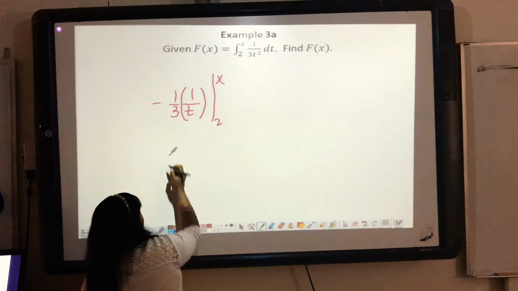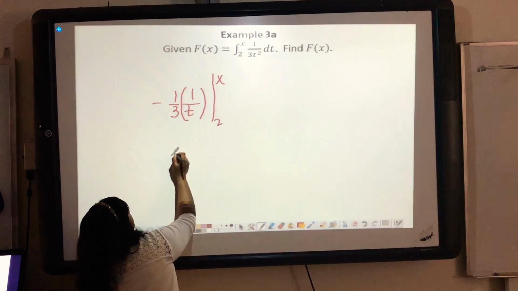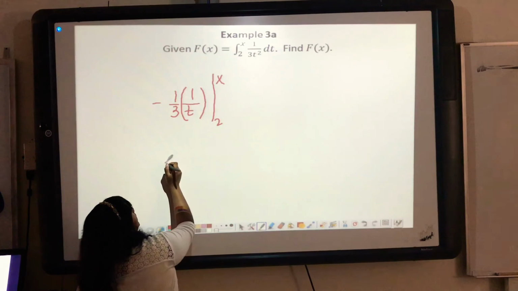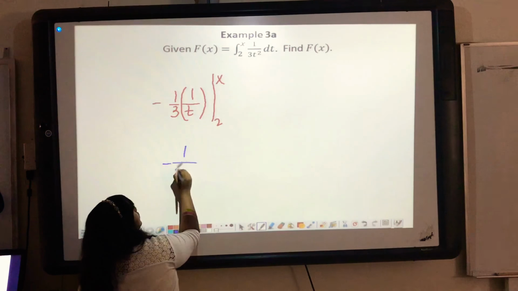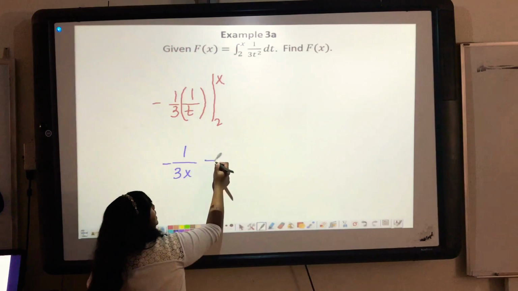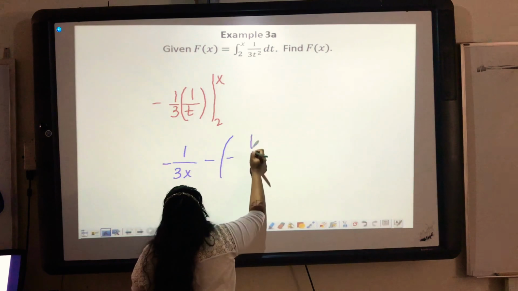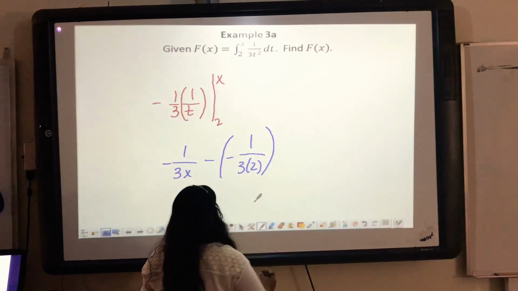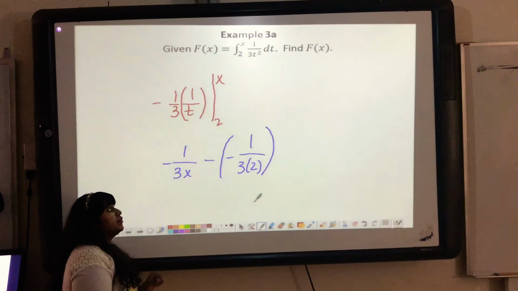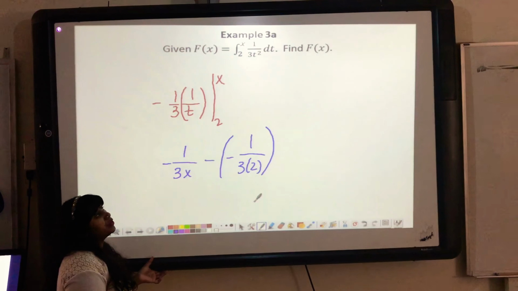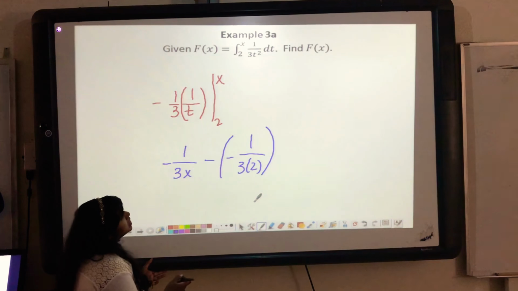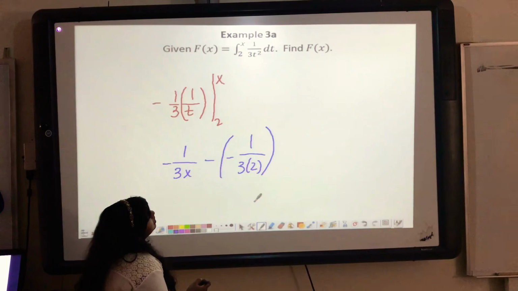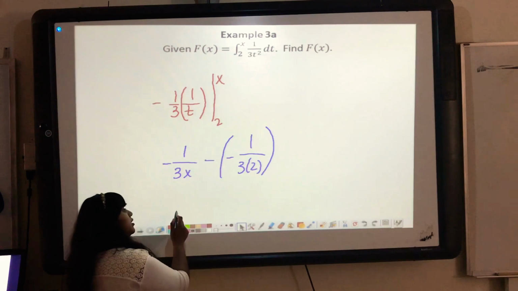So then I'm going to plug in my f of b, so negative 1 over 3x minus negative 1 over 3 times 2, which should give me negative 1 over 3x, sorry, plus 1 over 6. I think that's good. I think that's correct.